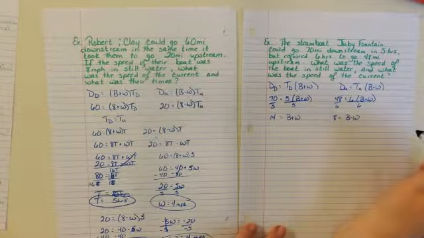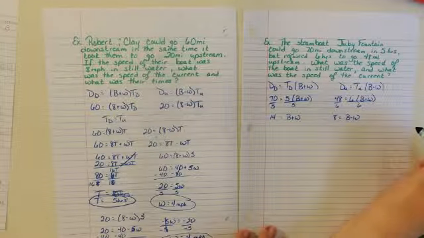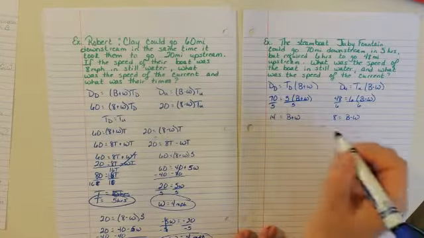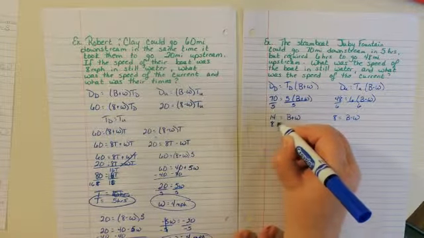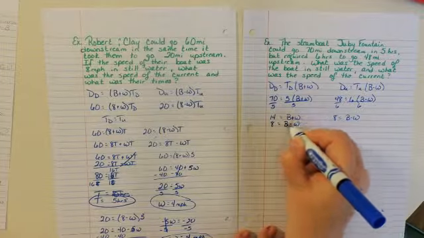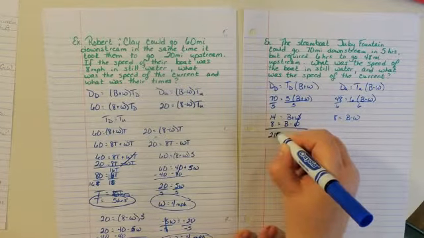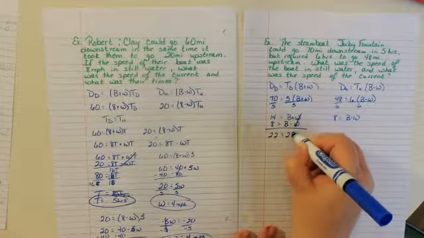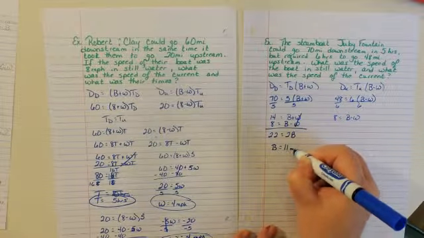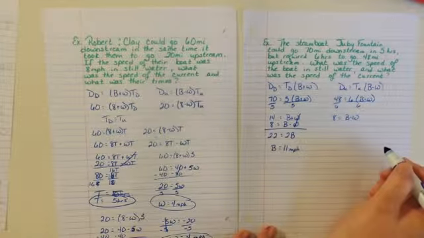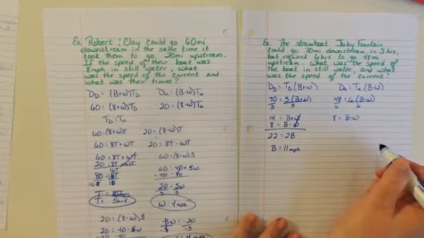Now we can put these together and do elimination and solve for the speed of the boat. So we have 14 equals boat plus water, and 8 equals boat minus water. If we add these together, the waters are going to cancel. We have 22 equals 2 times the boat. So the boat equals 11 miles per hour. So the boat in still water, not including the current, is going 11 miles an hour.